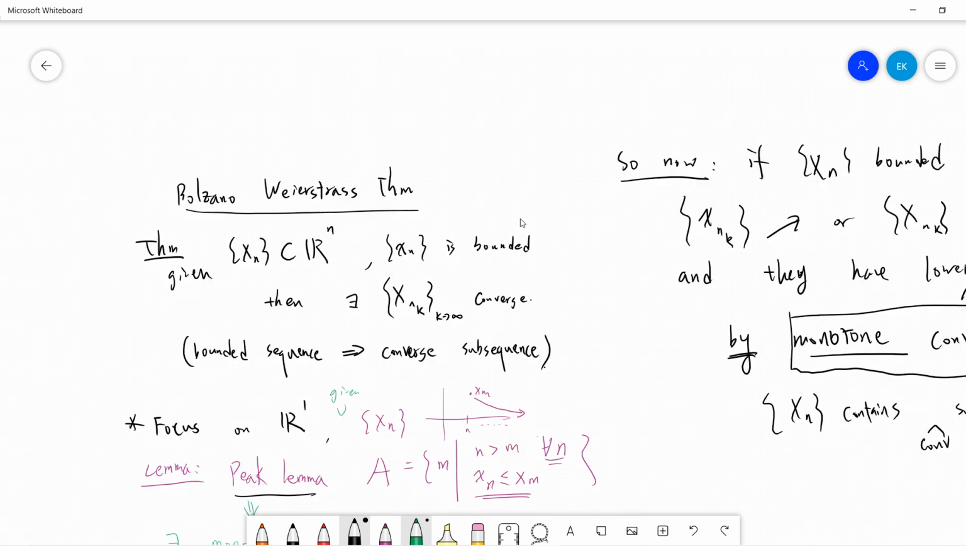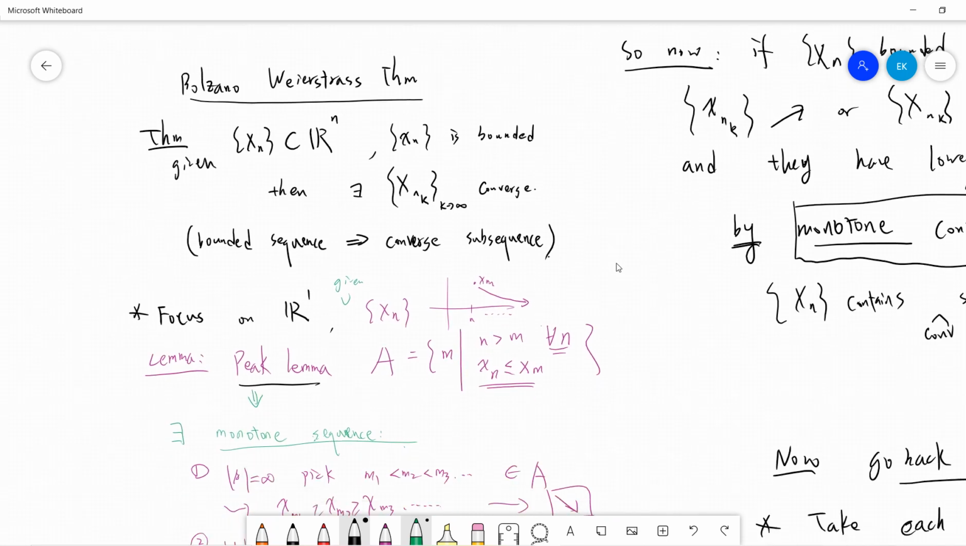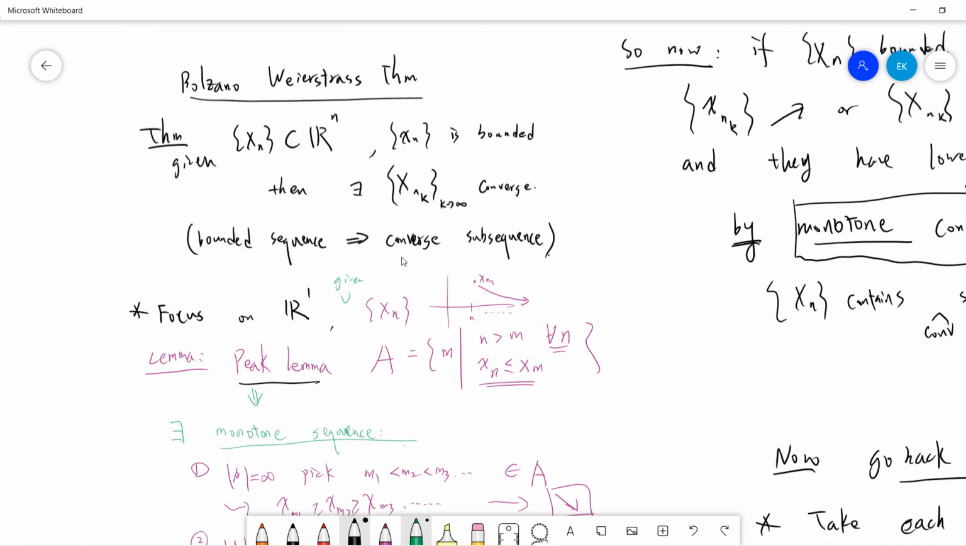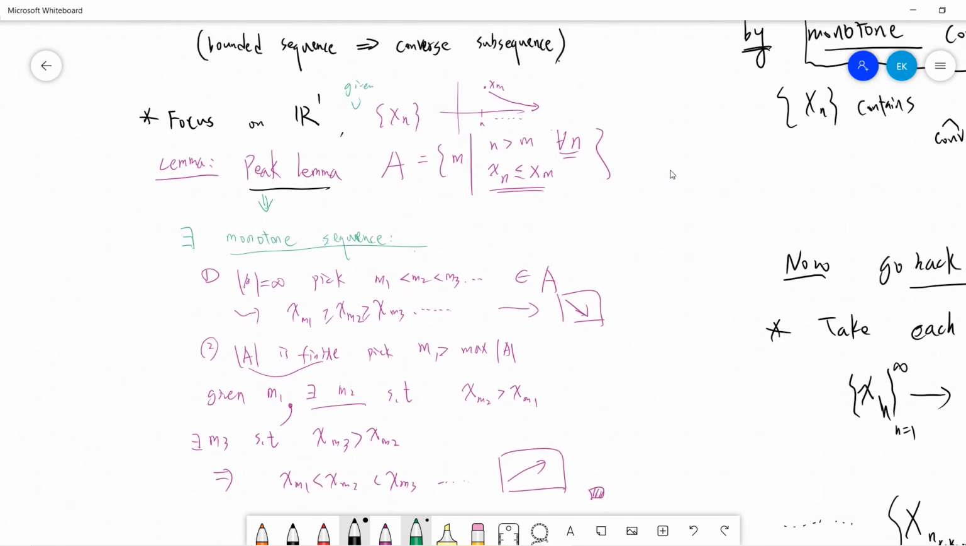So let's quickly see what Bolzano-Weierstrass says. Given a sequence x_n in R^n, and this x_n is bounded, then there is a convergent subsequence. Basically, x_n1, x_n2, up to infinity will converge. So a bounded sequence must have a convergent subsequence. This is a very strange result that you may think is not true.